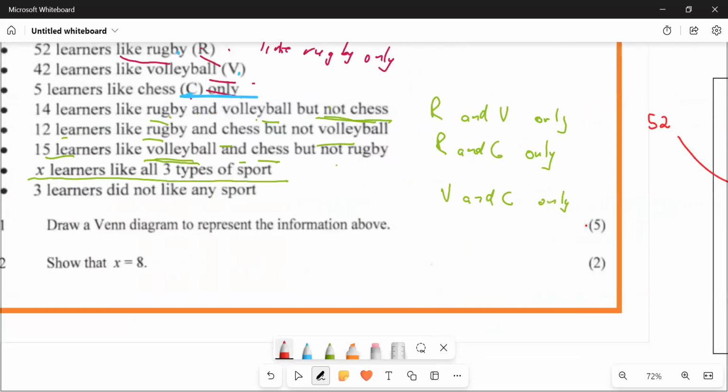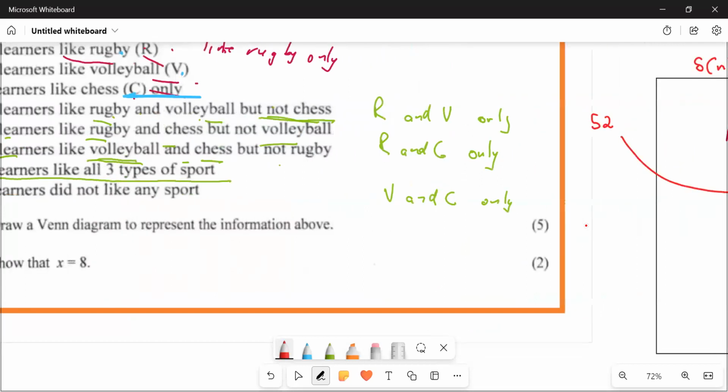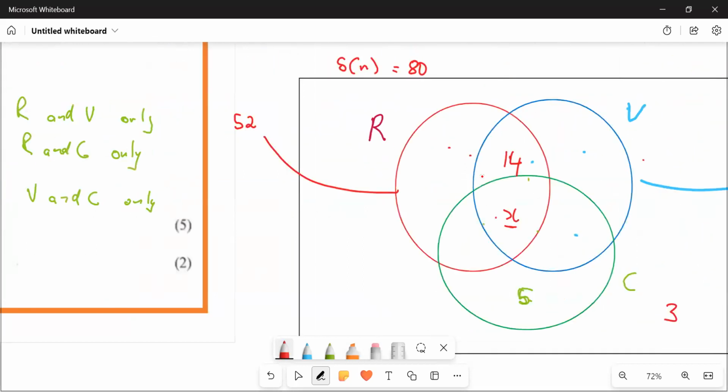And then 12, it's rugby and chess. Okay? So we have rugby and chess. It's how many? It's 12. Guys, you should be careful here. They could say rugby and chess. If they just say rugby and chess and there's no only, how are you going to do it? You're going to say 12 minus X. This is going to be the only part. You subtract the ones that you've already counted. But because they already say it's rugby and chess only, you put it on the only part. This is the only part.